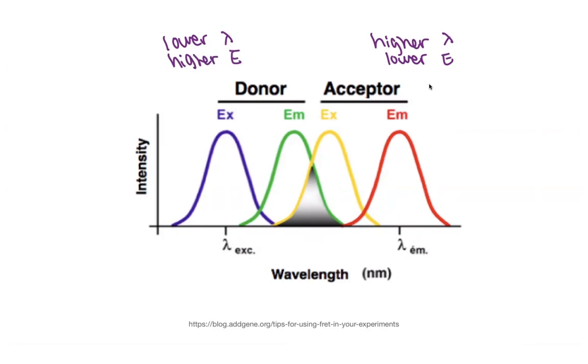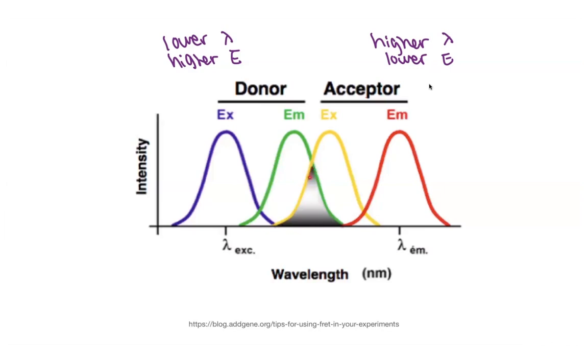So our donor is going to get excited. It's going to absorb the higher energy light, the lower wavelength, and then it's going to emit light. And this light that it emits is going to be lower in energy than it, but it's going to be enough to excite the acceptor. And then the acceptor is going to give off even lower energy light. The emission of the donor has to match the excitation of the acceptor. So you want there to be this overlap between them.